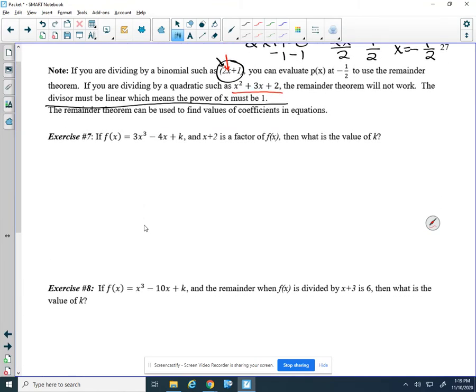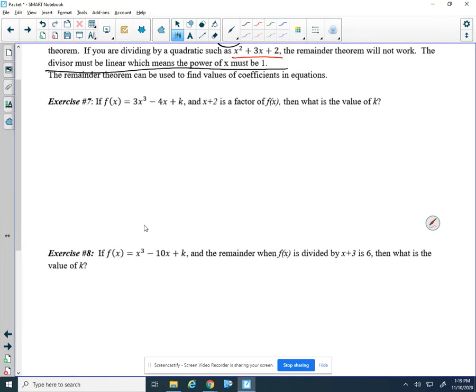So we're back on page 27. Now we're going to look at a way that the remainder theorem can be used to actually find parts of equations, so different numbers that are missing from equations, or the coefficients. So the first problem, exercise 7, says if f of x equals 3x cubed minus 4x plus k, and x plus 2 is a factor of f of x, then what is the value of k?